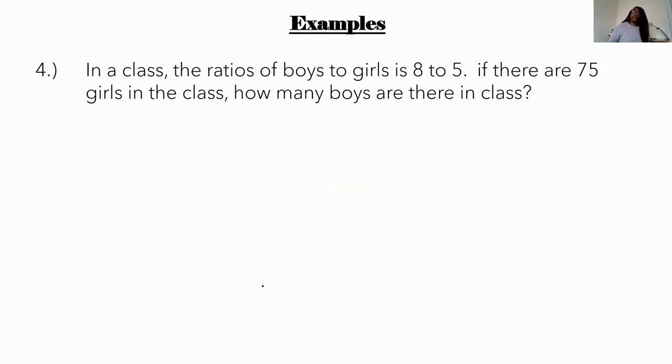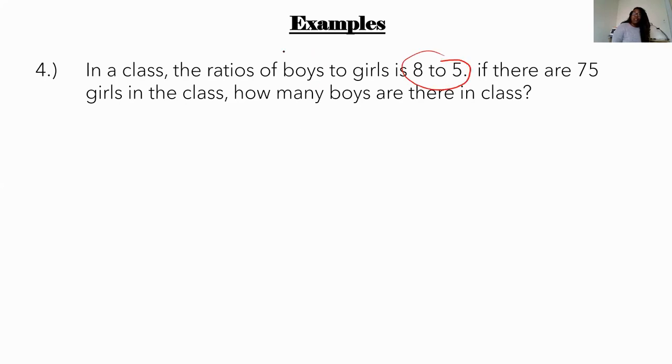We're doing so good at this. So now I'm going to show you ratios in a different form. Remember, we said we have fractions. We can say something to something, or we can look at colons. So in a class, the ratio of boys to girls is 8:5. If there are 75 girls in the class, how many boys are there in the class? So you're probably like, where do I start? I don't see any fractions. But there is a fraction right here, 8:5.